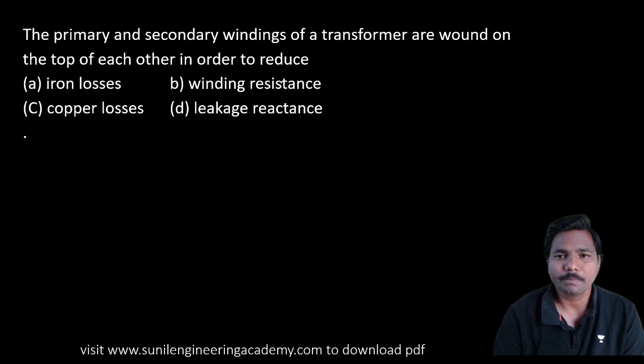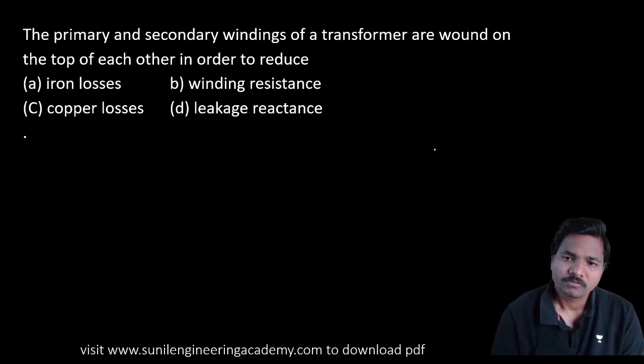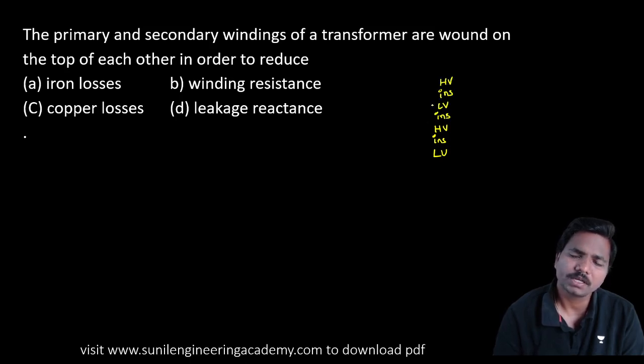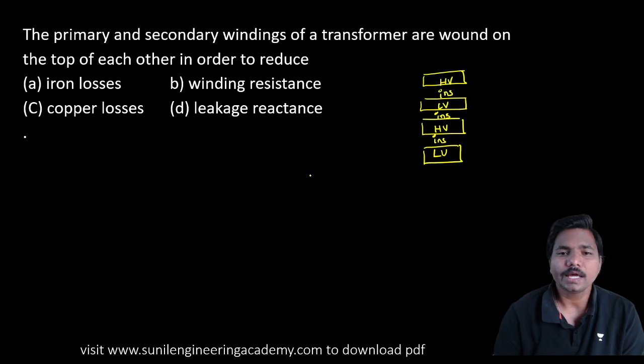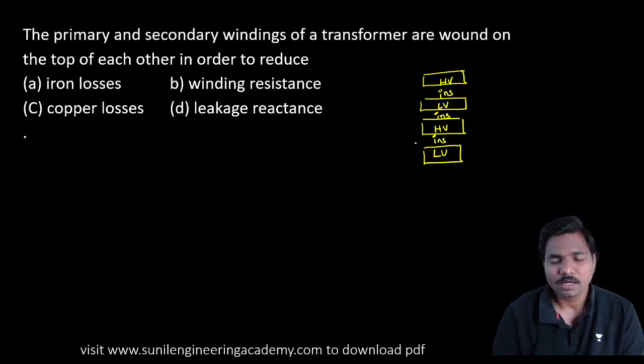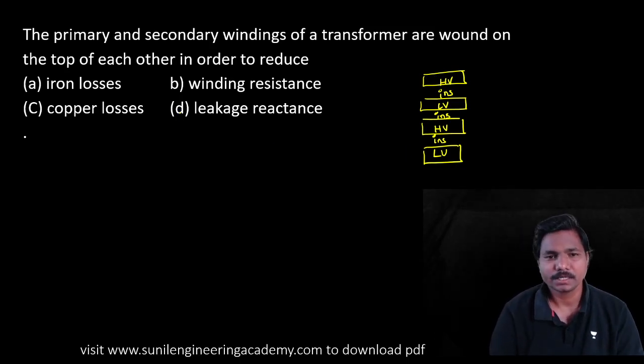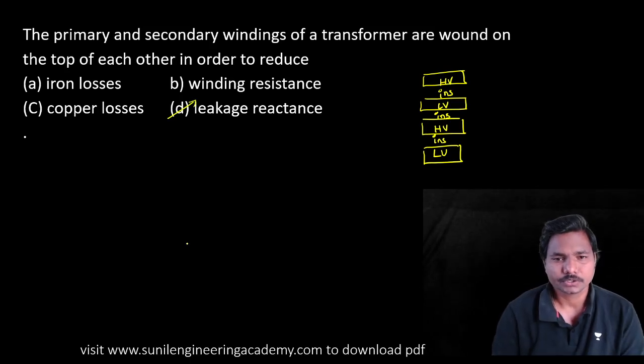Why are we using the sandwich type of procedure? LV, insulation, HV, insulation, LV, insulation, HV, like that. This type of procedure is used to reduce the air gap between the two windings. If the air gap is reduced, leakage flux is less. Leakage flux is less means leakage reactance is reduced.